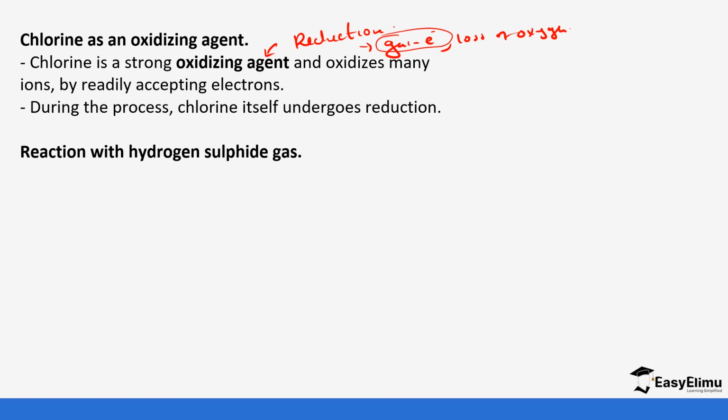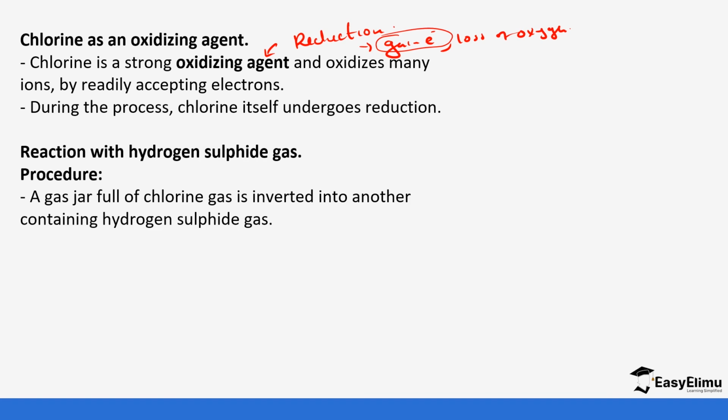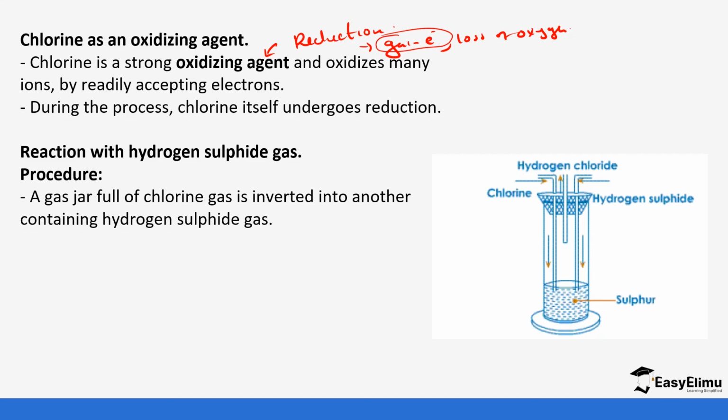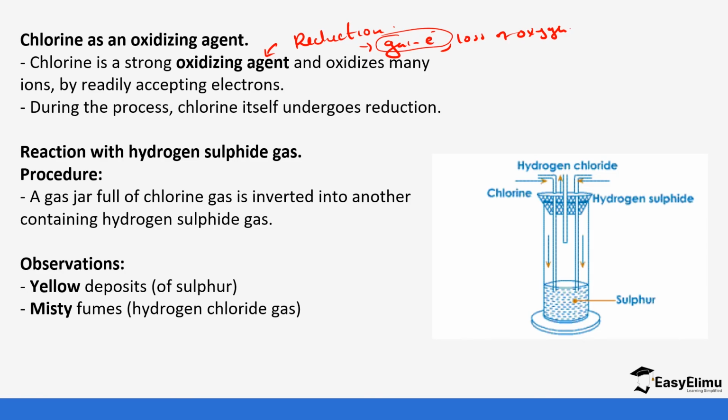For example, if chlorine reacts with hydrogen sulfide gas, a gas jar full of chlorine is inverted into another jar containing hydrogen sulfide. That's what you see in the reaction. We have chlorine and hydrogen sulfide that are going to react in that jar. One of the things you notice is that there will be a yellow deposit, and we know this yellow deposit is because of the production of sulfur. And then we also have some misty fumes formed of hydrogen chloride.